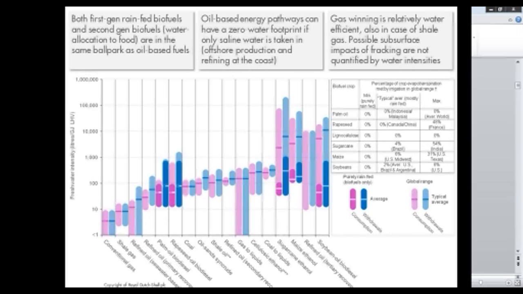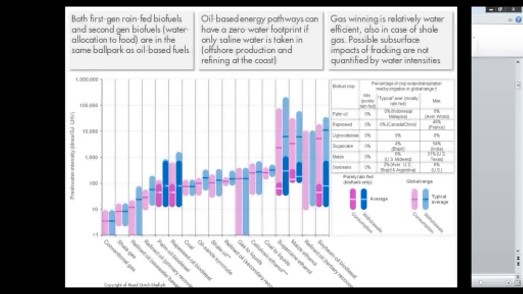And if I go to my first observation, one of the first conclusions that you can draw from this study, that's the left top box of this slide, says that both first generation rain-fed biofuels and second generation biofuels are in the same ballpark, if you talk about water intensities, as oil-based fuels. And perhaps to explain the difference between first generation and second generation biofuels: first generation biofuels are biofuels made from energy crops, as we call them. So those crops are grown to produce biofuel, dedicated for biofuel production, while second generation biofuels are really different.